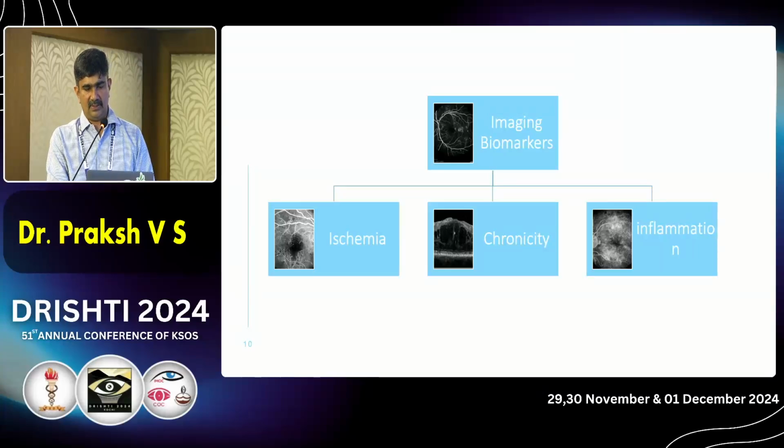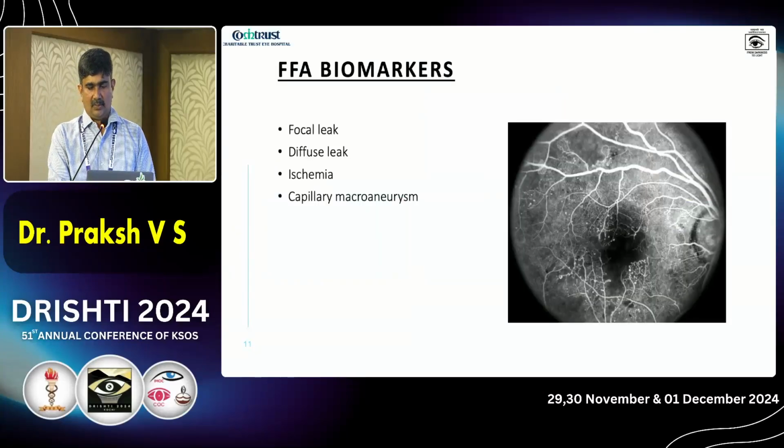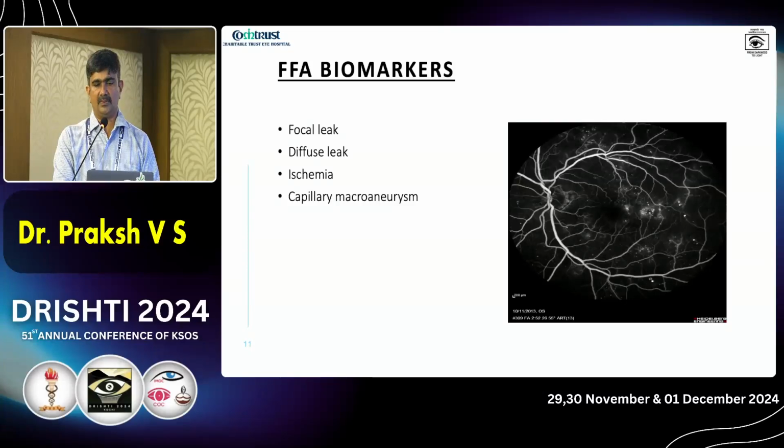Is the disease chronic? And are there biomarkers of inflammation? Imaging biomarkers are not well validated, but still we have an idea. FFA is, first of all, most required in a case where you have unexplained vision loss, which will detect a distorted foveal avascular zone, or you can make out a focal leaking microaneurysm.